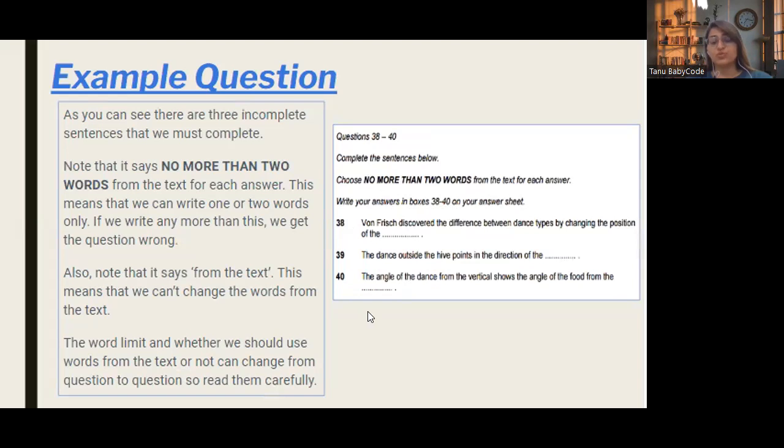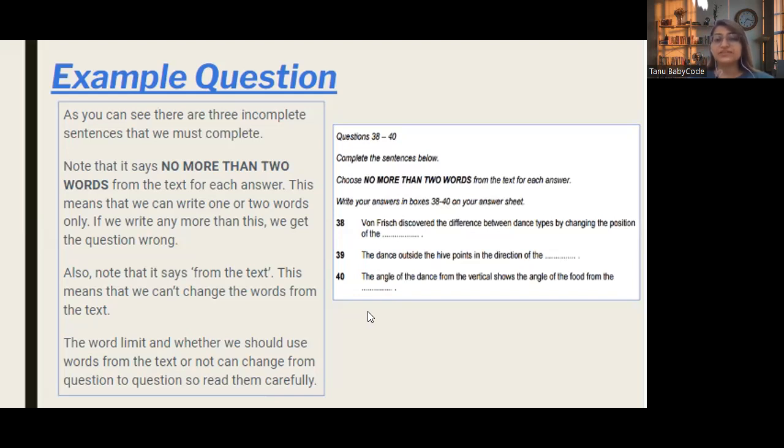No more than 2 words. You have to restrict your answer within this limit. That means you can write either 1 word or 2 words, but you cannot write more than 2. I'm repeating again, 1 word is acceptable, 2 words are acceptable, but you cannot write the 3rd word here because your instruction says that you have to write no more than 2 words.